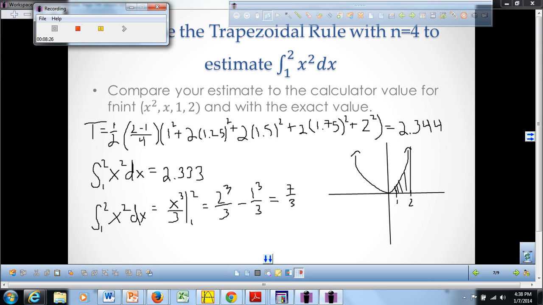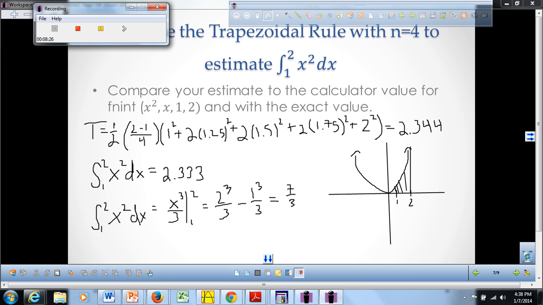And then finally, I want an exact value, which means I want you to use the fundamental theorem of calculus to perform the definite integral. And we're doing the integral from 1 to 2 of x squared dx. We take the antiderivative and we get x cubed over 3 evaluated from 1 to 2. We plug in 2 first, so we have 2 cubed over 3 minus 1 cubed over 3, giving us 7/3. So the exact answer is 7/3, but our trapezoidal approximation gave us 2.344.